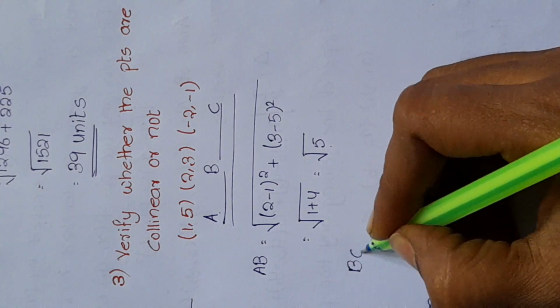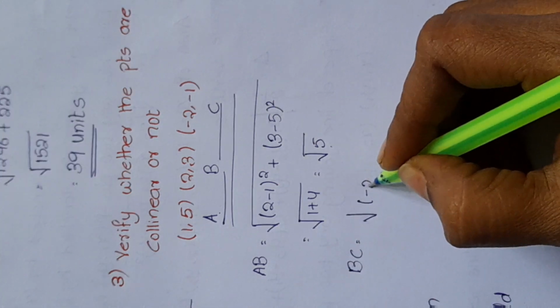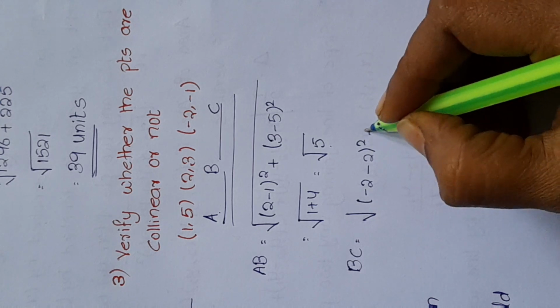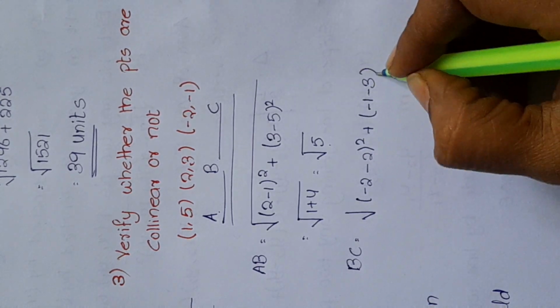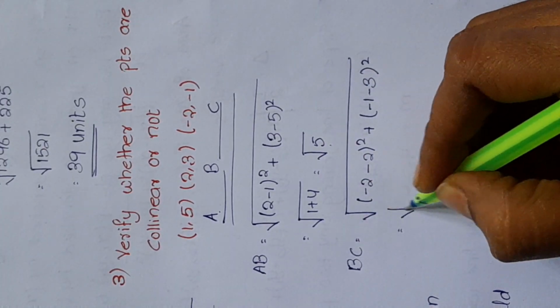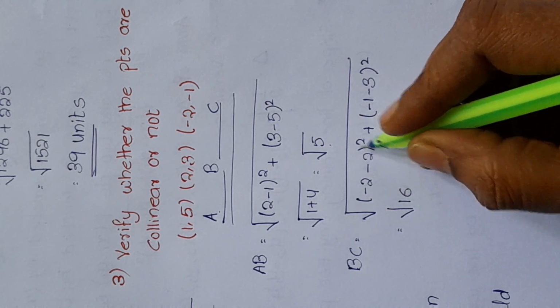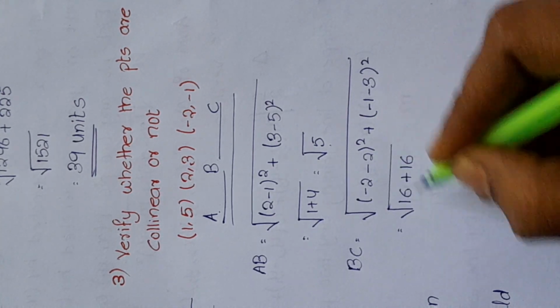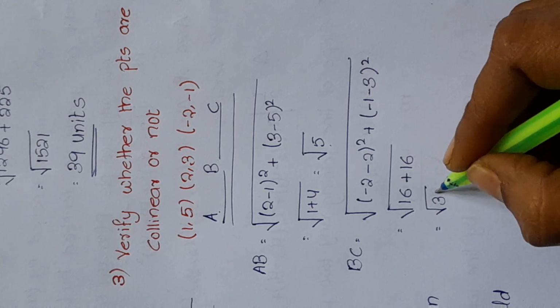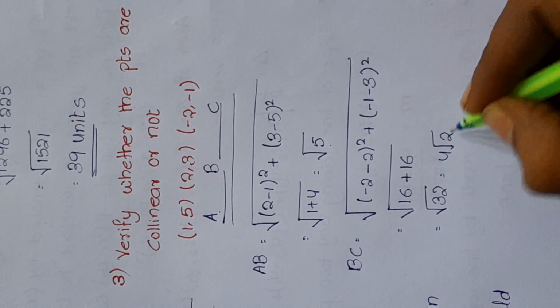Now let us find the distance between the points B and C. Minus 2 minus 2 whole square plus minus 1 minus 3 whole square. We get this as 16, that is minus 4 whole square is 16, plus 16. Root of 32. This can be written as 4 root 2.